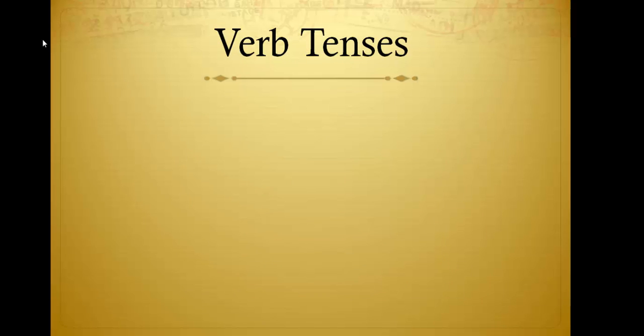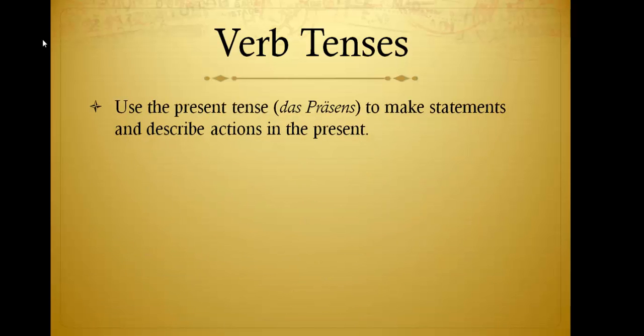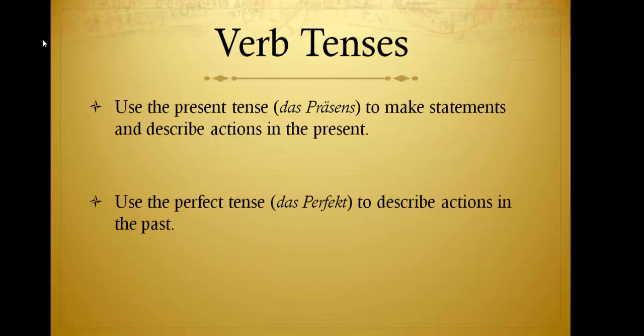Make sure you use the verb tenses throughout your essay consistently. Use the present tense to make statements and describe actions in the present. Utilize the perfect tense to describe actions in the past. Again, if you are not sure how to conjugate a verb in a particular tense, use the verb chart in My German Lab or Canoe.net.